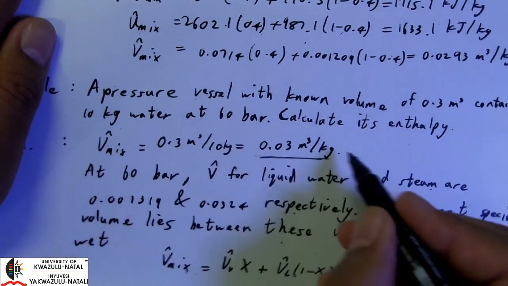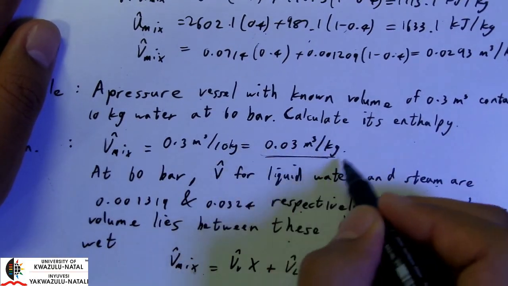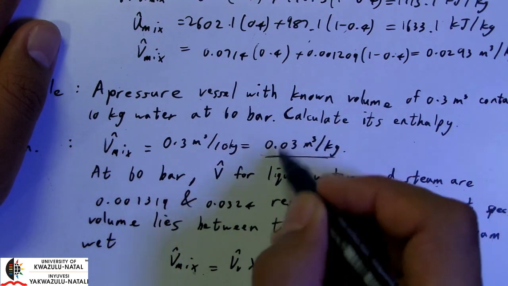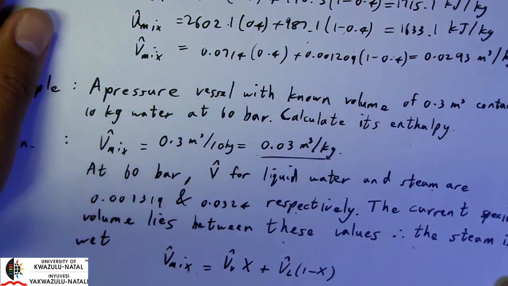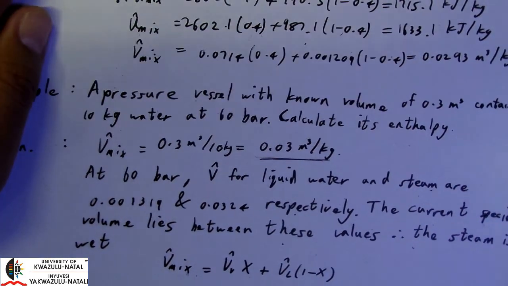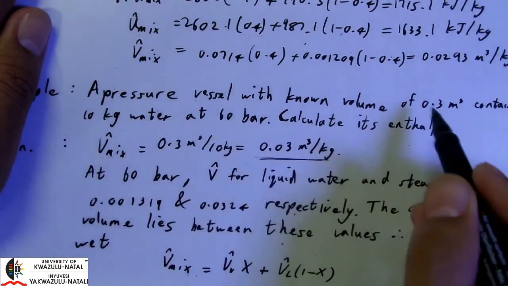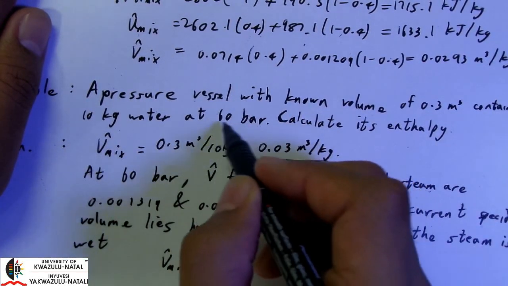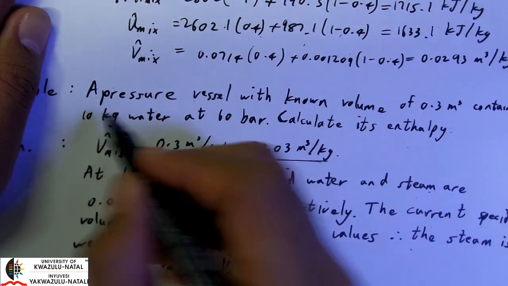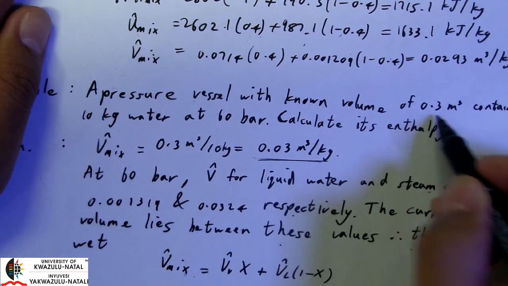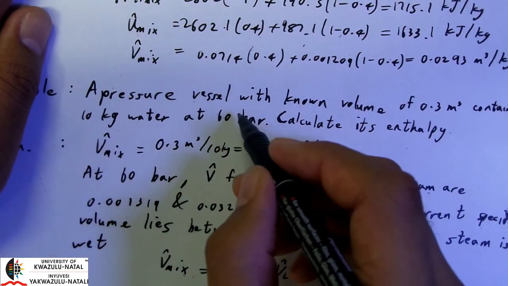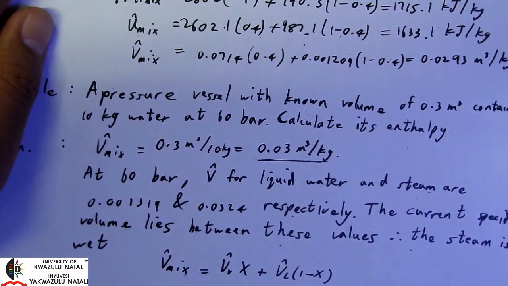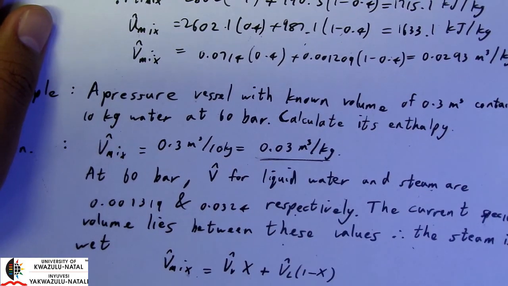So this is our specific volume, and at this point, although over here I've called it V mix, I actually don't really know whether we are talking about the saturation point or not. Okay, so we can simply look at the fact that we have been given 60 bars and 0.3 meter cubed for 10 kgs, so we only really have our pressure and our specific volume to work with.